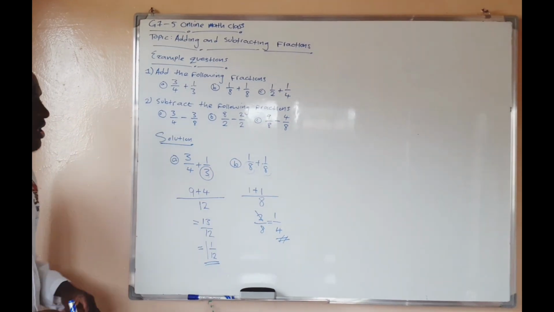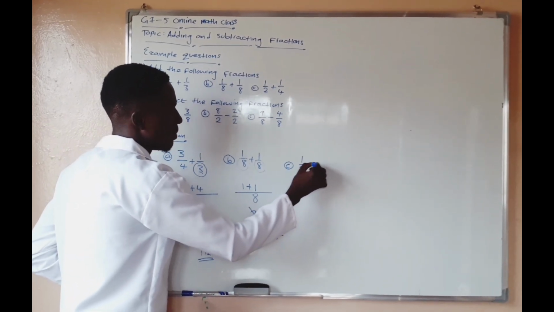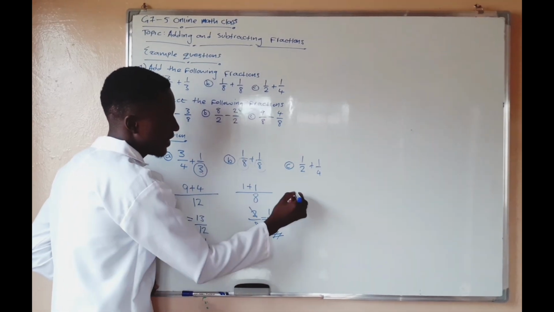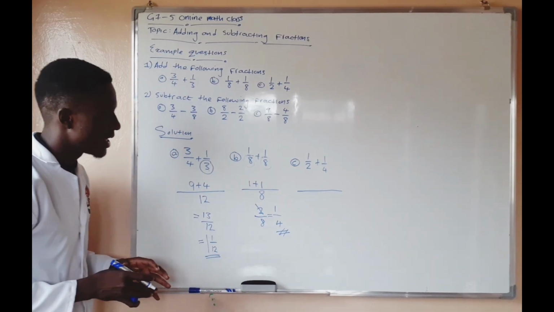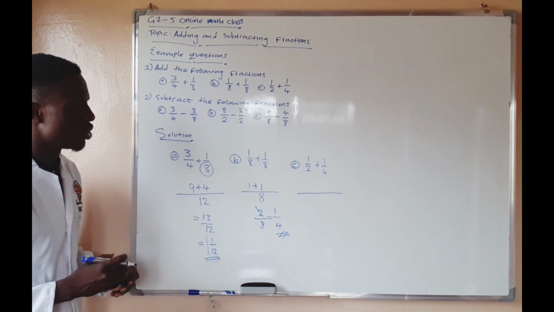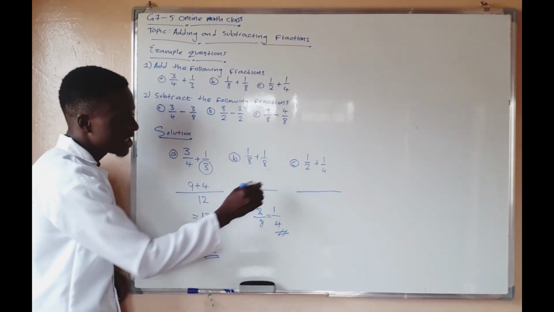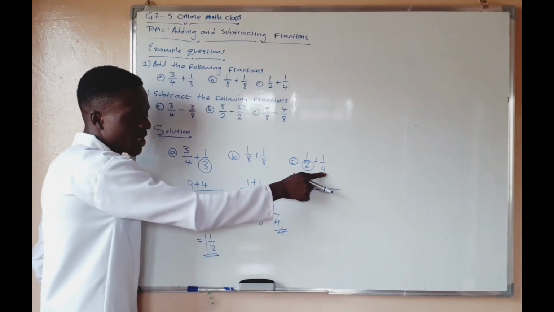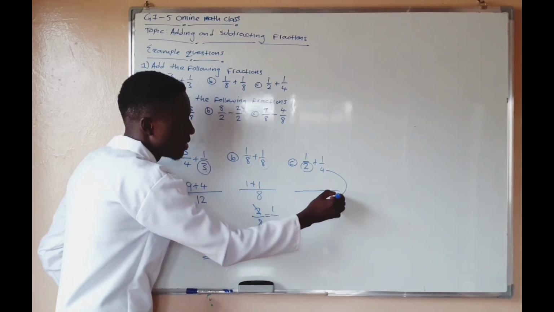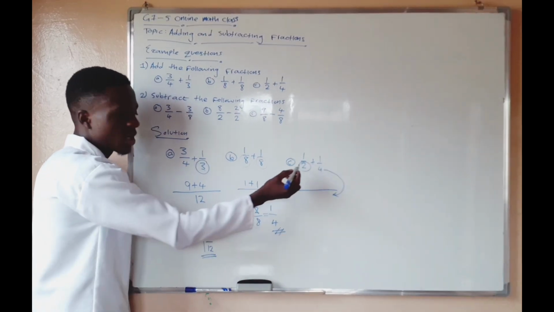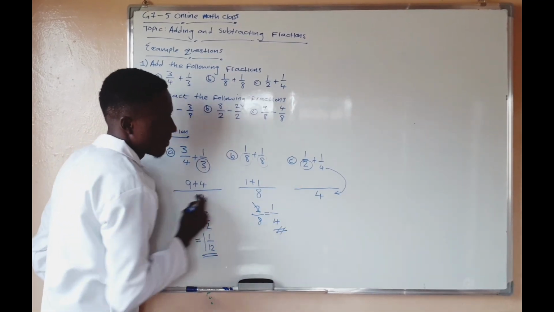Okay, we solve the last one. Part C, we have 1 over 2 plus 1 over 4. The first thing, we draw a line. Then we find the lowest common denominator. Okay, what will be the lowest common denominator in such a problem? Remember what I said? Get a smaller number, divide it into a bigger number. If a smaller number can go into a bigger number, then this bigger number will be the denominator. Okay, so can 2 go into 4? Yes. So 4 will be the denominator, like that.